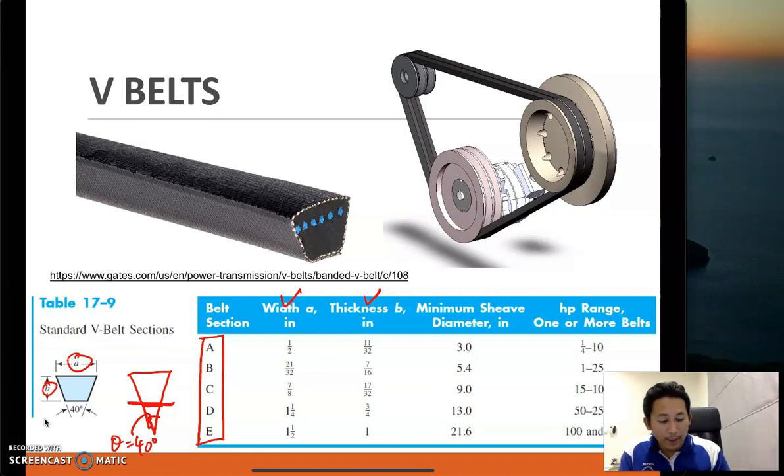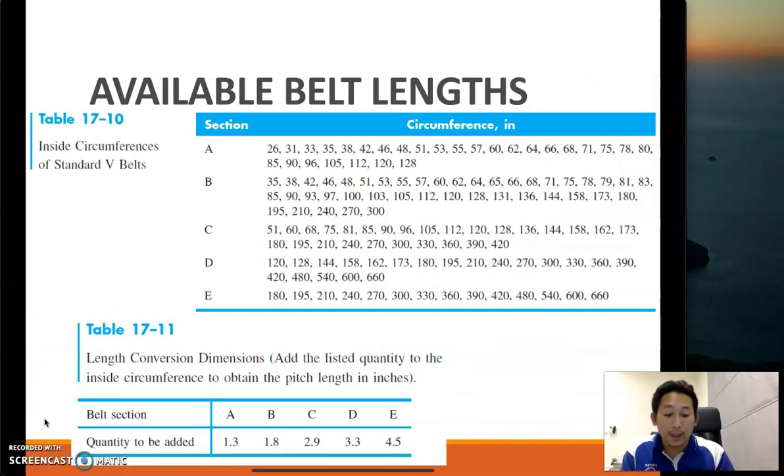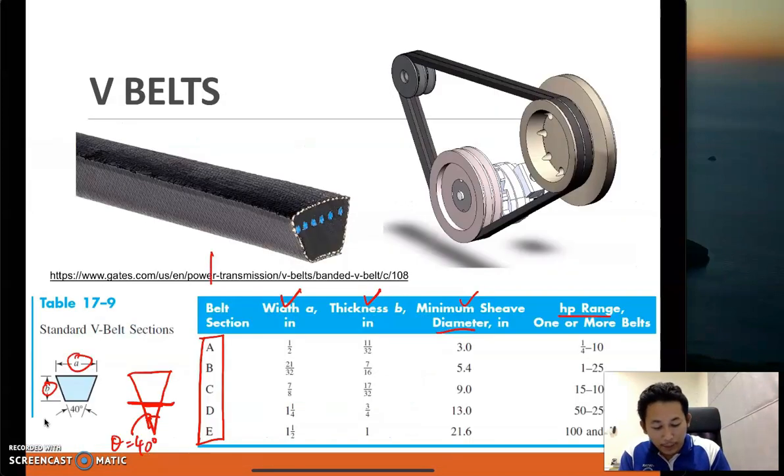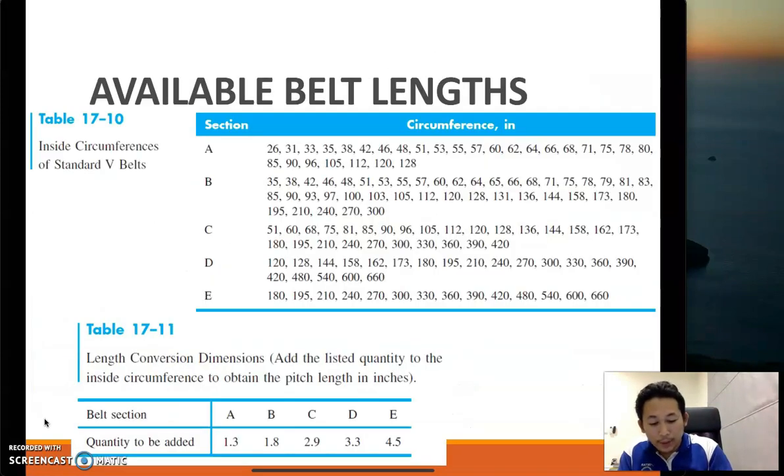Okay, and this is the minimum sheave diameter. So this is diameter and horsepower. We can see that this is the belt section for V belt, and this is the circumference. And this is the length conversion to obtain the pitch length. So to obtain the pitch length, we need to add this number for each of the sections.